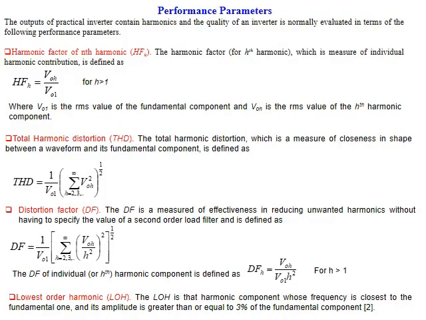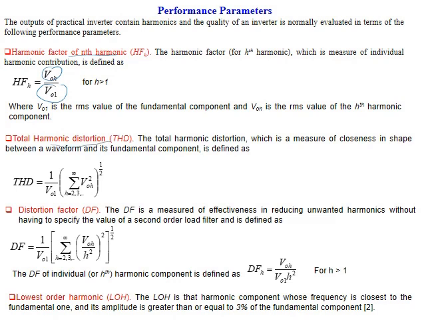Now, a few parameters are worth defining here related to harmonics, because we mentioned that one of the problems to be considered in the inverter is harmonics. Yes, we design our circuit to convert DC to AC, but harmonics are there. We need to deal with them. We need to reduce them. Now, harmonic factor represents the percentage of each harmonic with respect to the fundamental. It means these are the harmonics, 5th, 7th, whatever, with respect to the fundamental. We want to see the contribution of each one.